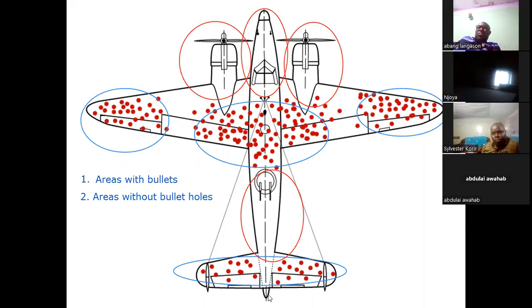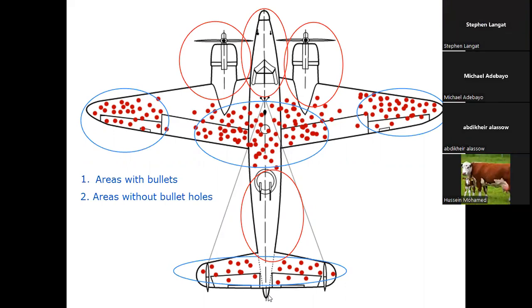Let me engage Thomas, Edet Thomas. Good evening, Thomas. Good evening, Doc. Yes, now, which of these areas would you reinforce so that you ensure that you win the war? Is it the areas with bullet holes or the areas that don't have bullet holes? Well, if I must respond, the areas with bullet holes.